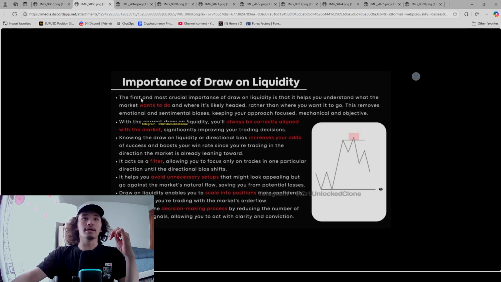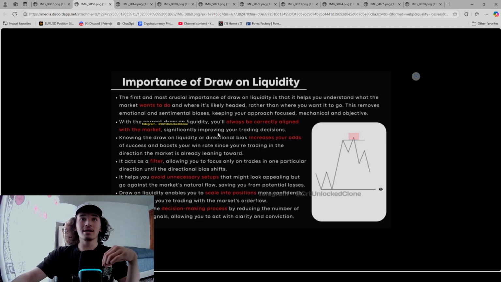Importance of a drawn liquidity. The first and most crucial importance of a drawn liquidity is that it helps you understand what the market wants to do and where it's likely headed, rather than where you want it to go. If you want the market to go somewhere, you're involving emotions. This removes emotional and sentimental bias, keeping your approach focused, mechanical, and objective. With the correct drawn liquidity, you will always be correctly aligned with the market, significantly improving your trades and your analysis.